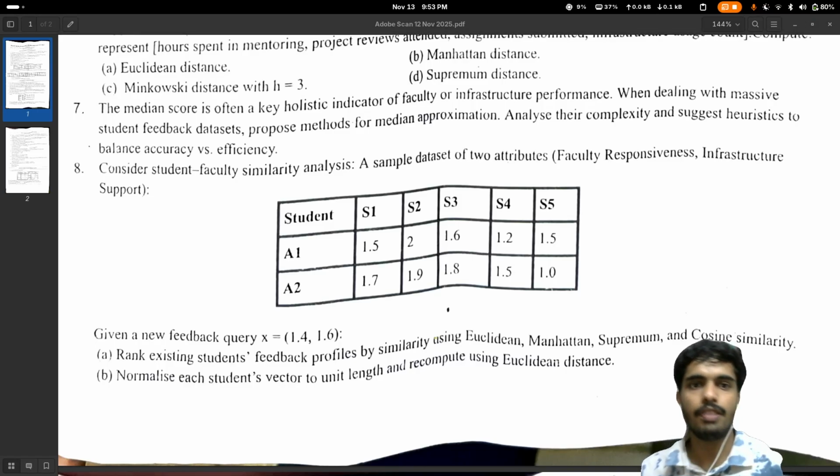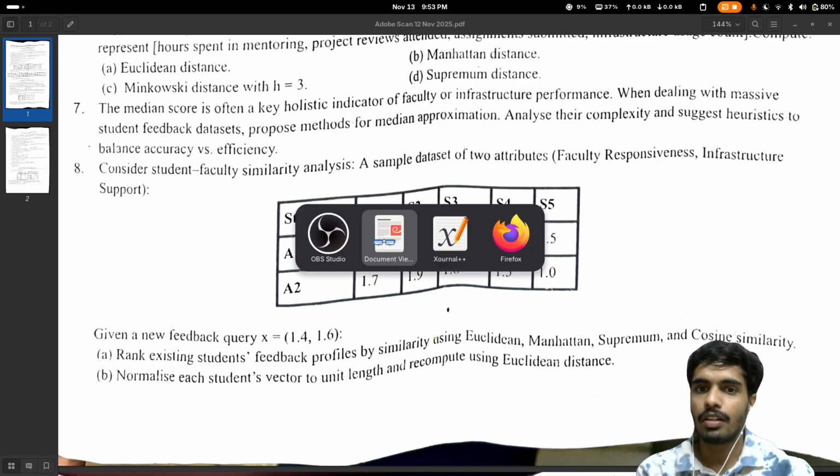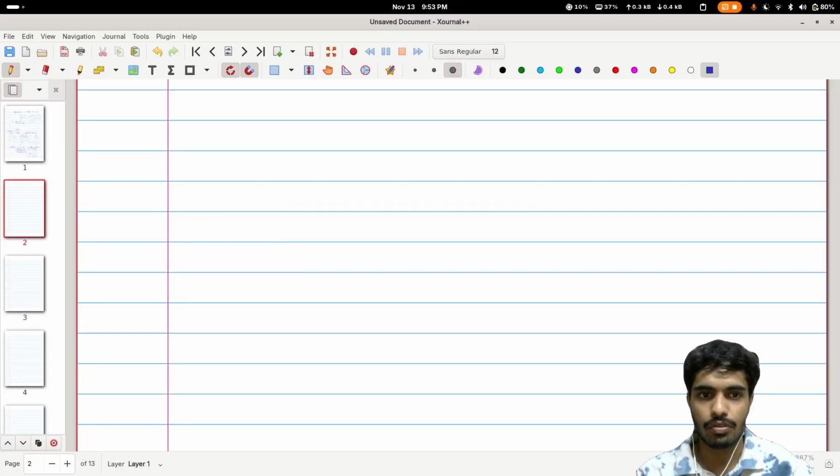So in this question number 7, they are asking to give some advanced method to find the median of some very big data sets, right? So why do we need some complex methods? Let's first understand about it, right?